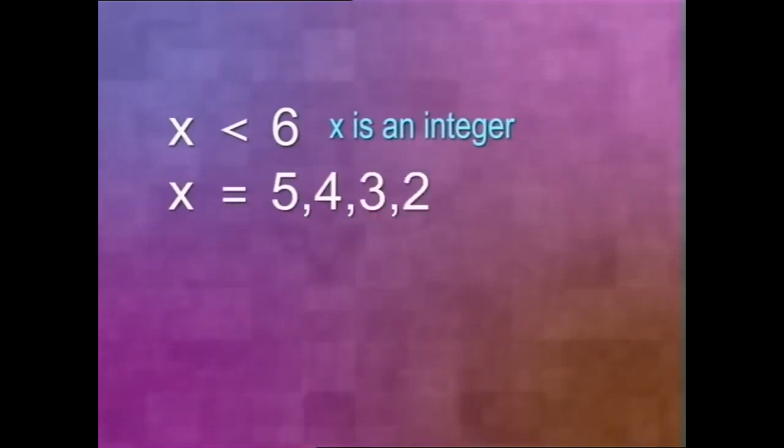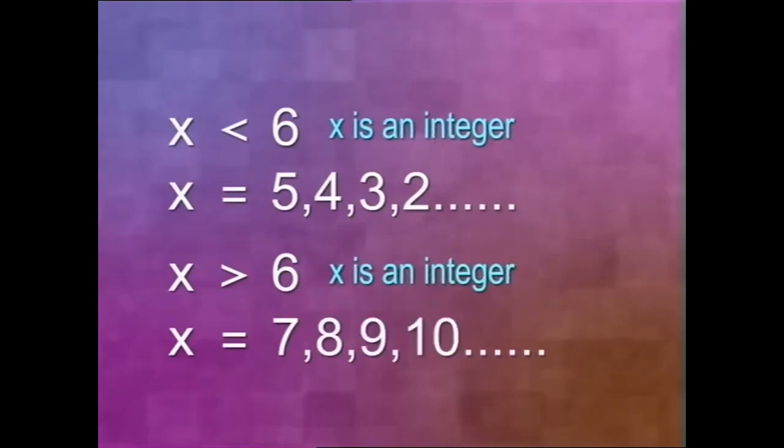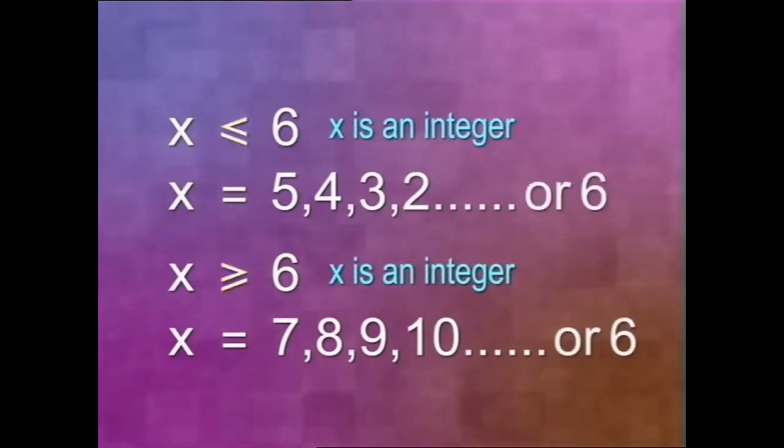Let's take an unknown integer x when x is less than 6. X may equal 5, 4, 3, 2, and so on. And likewise, if x is greater than 6, then x may equal 7, 8, 9, 10, and so on. If we want to include 6 as a possible value of x, then we have to use these symbols: less than or equal to, greater than or equal to.